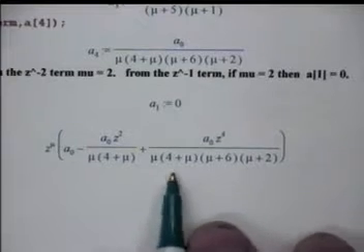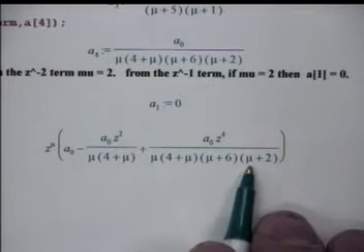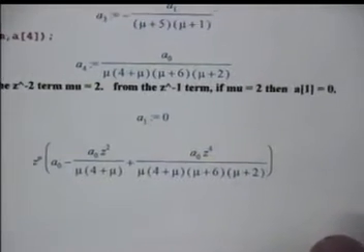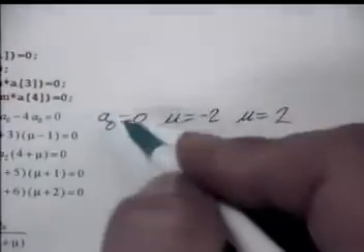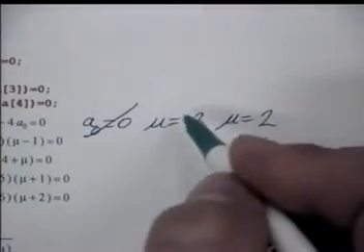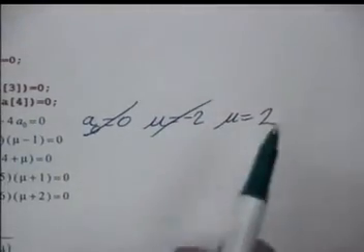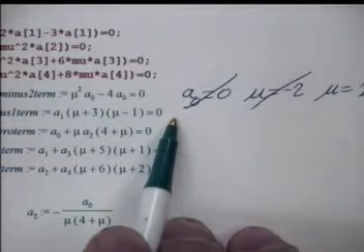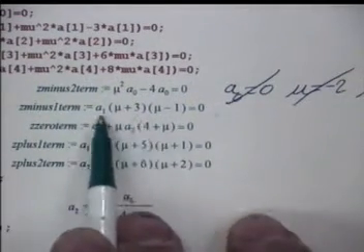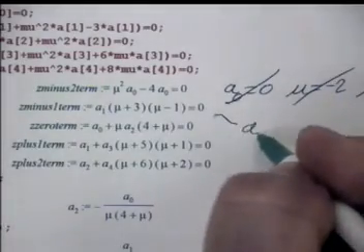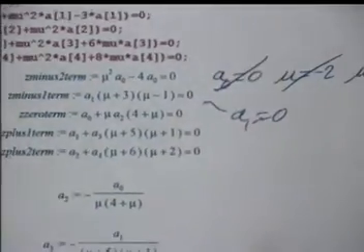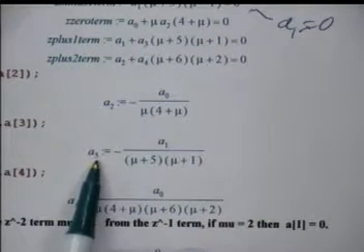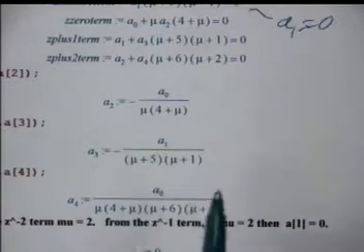Excuse me, one other thing is there's a term here where if mu was equal to minus 2, this would go to infinity and it wouldn't solve the equation. So we've said A0 cannot be equal to 0, and mu can't be equal to minus 2, so mu has to be equal to 2. Looking at the second one, if mu is equal to 2, then A1 has to be equal to 0. And just like before, it knocks out all of the odd values for A, because again, they're all functions of A1.